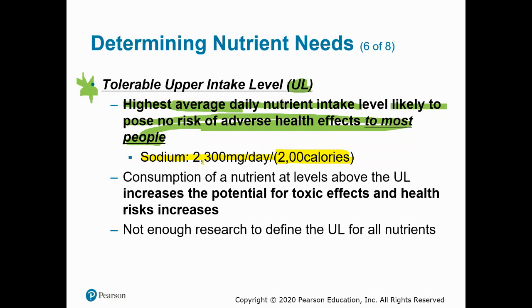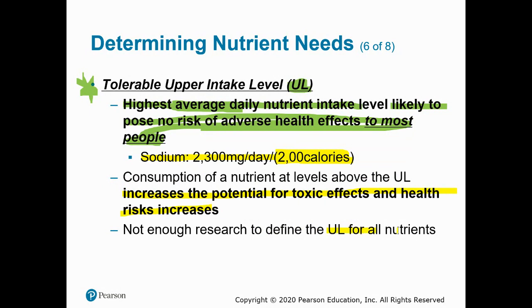So for anyone who has a propensity for high blood pressure, the recommendation for sodium is 1,500 milligrams per day. That's almost 1,000 milligrams less, because we know that as that person approaches this upper intake level, adverse health consequences are likely. So consumption of a nutrient above the upper limit increases the potential risk for toxic side effects and health risks.